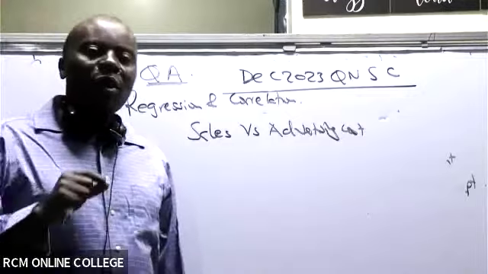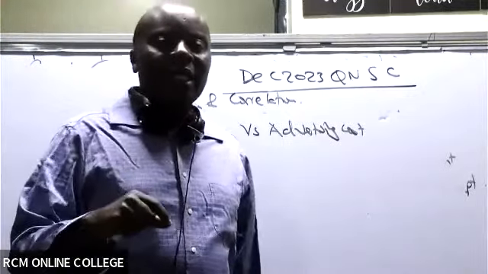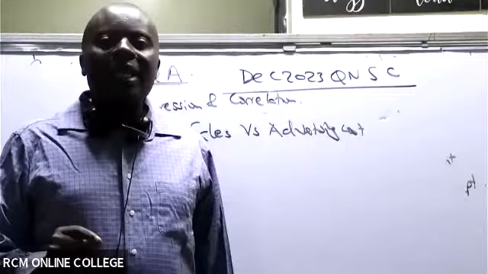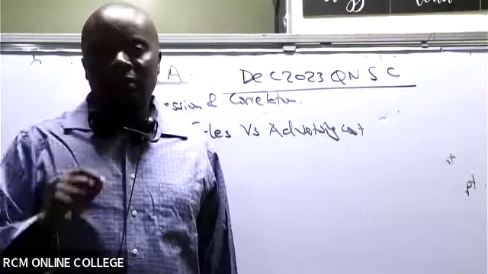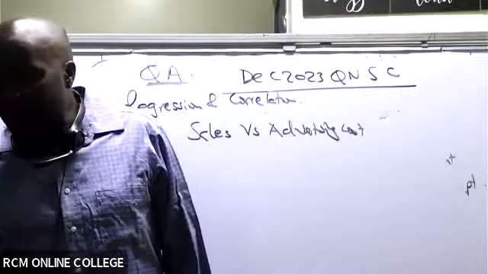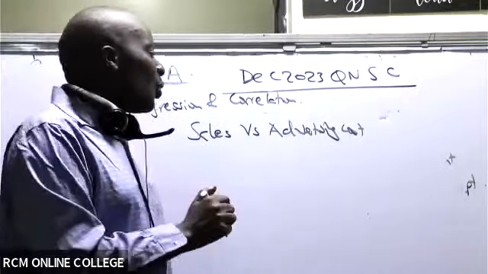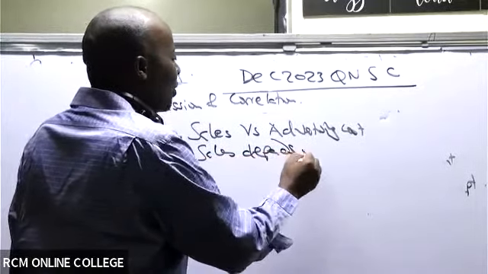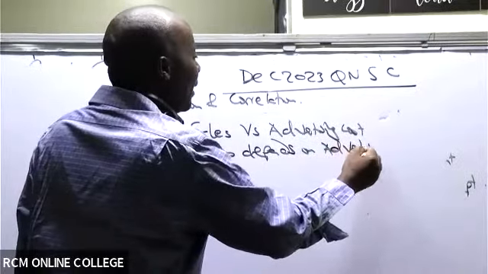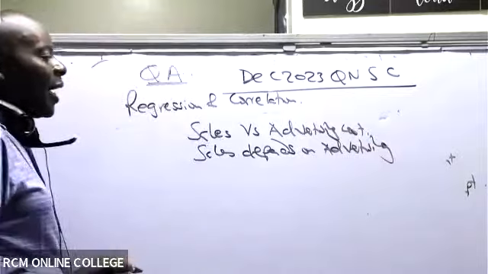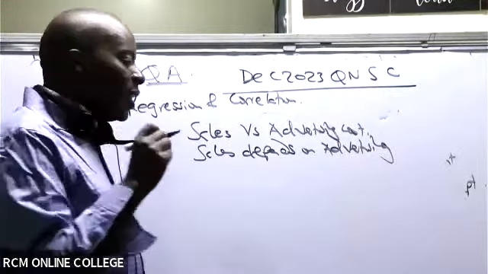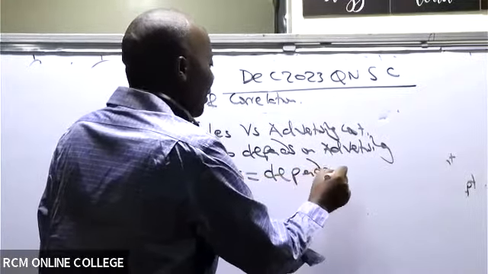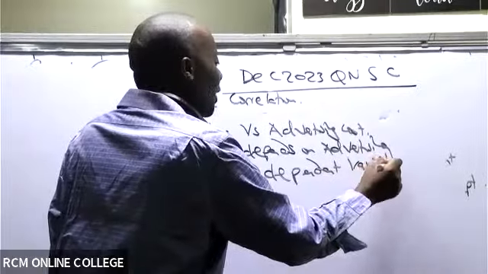Ladies and gentlemen, what I know is that if we are aggressively advertising, like RCM College, the moment you aggressively advertise, then sales will have to grow. Sales depends on advertising. Thank you very much, Sabrina. So sales depends on advertising, and therefore sales is the dependent variable.